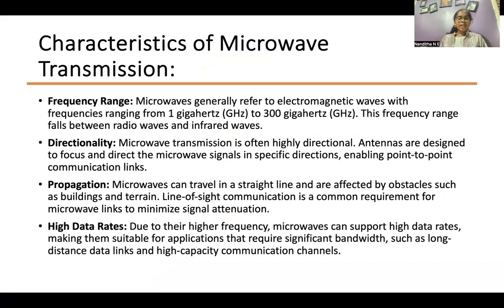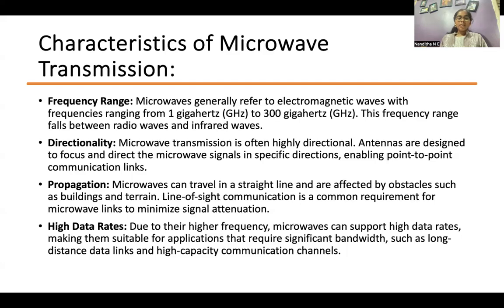Characteristics of microwave transmission. Frequency range. Microwaves generally refer to electromagnetic waves with frequencies ranging from 1 gigahertz to 30 gigahertz. These frequency ranges fall between radio waves and infrared waves.